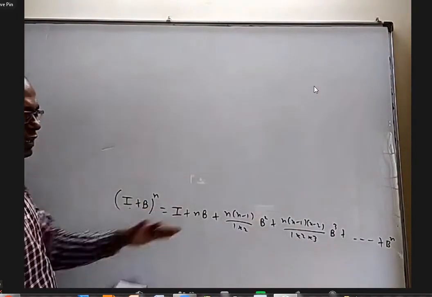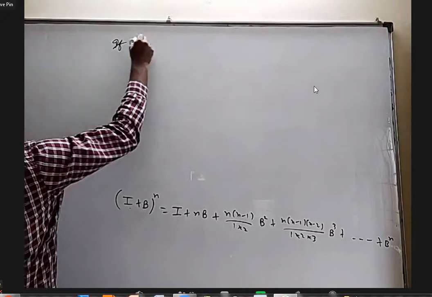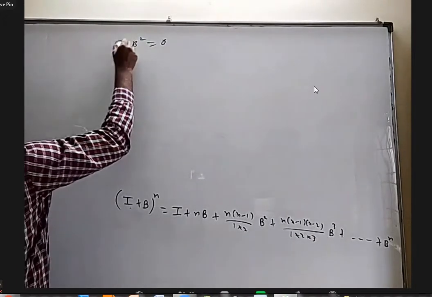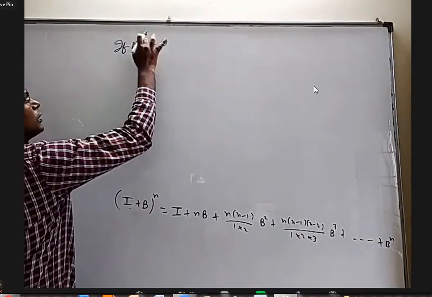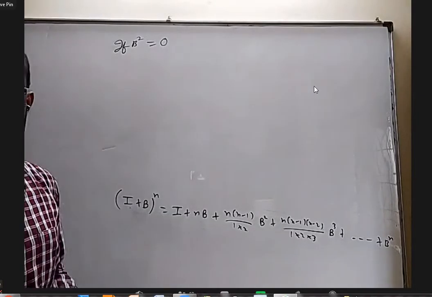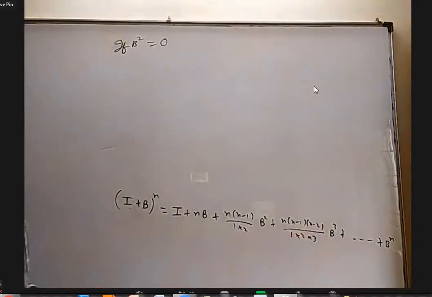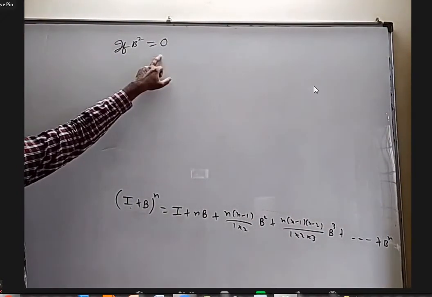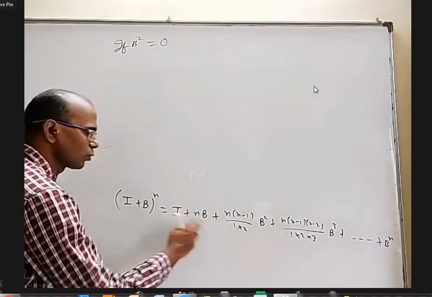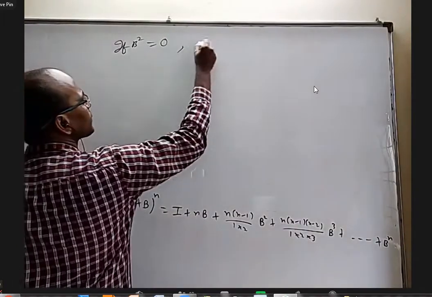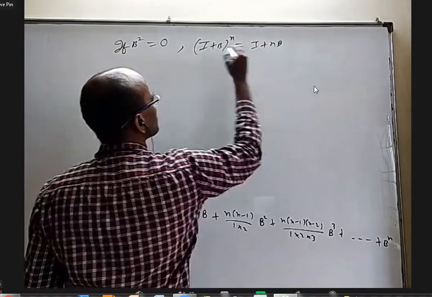There are some cases where this formula becomes easier. First, if B square is equal to the null matrix. Generally I'll represent the null matrix with O. If B square is a null matrix, what will B cube be? Null matrix only, because null matrix into B is null. B power 4, and the rest all will be null matrix. So now when B square is a null matrix, everything else is null matrix and we'll be left with only these two terms. So I can write (I plus B) whole power n is equal to I plus nB.